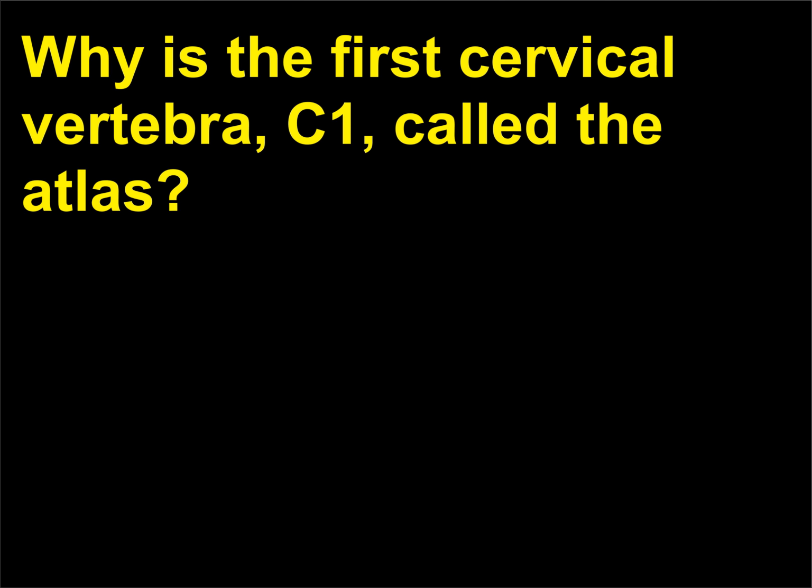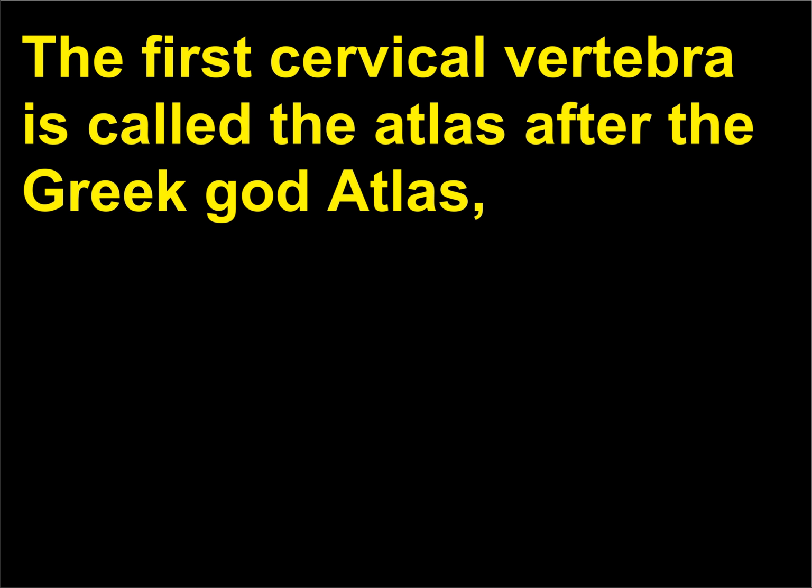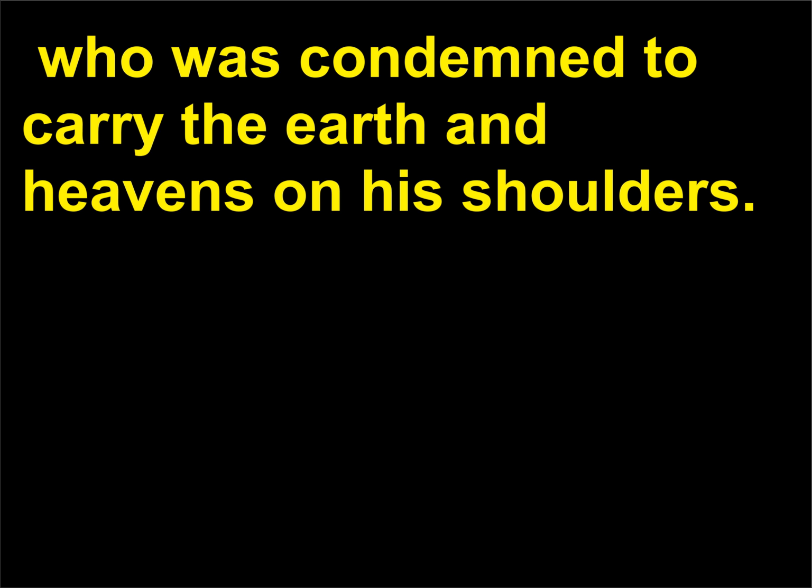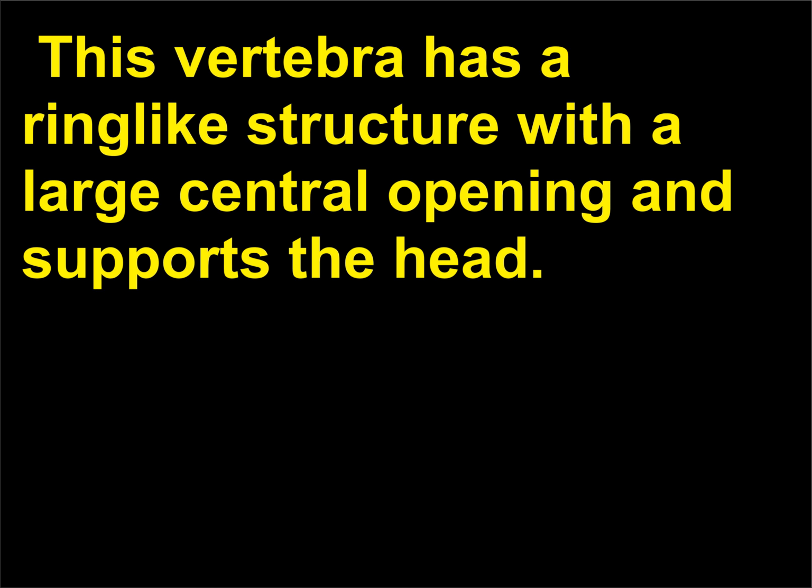Why is the first cervical vertebra, C1, called the atlas? The first cervical vertebra is called the atlas after the Greek god Atlas, who was condemned to carry the earth and heavens on his shoulders. This vertebra has a ring-like structure with a large central opening and supports the head.